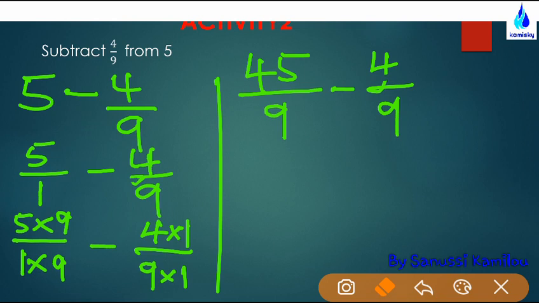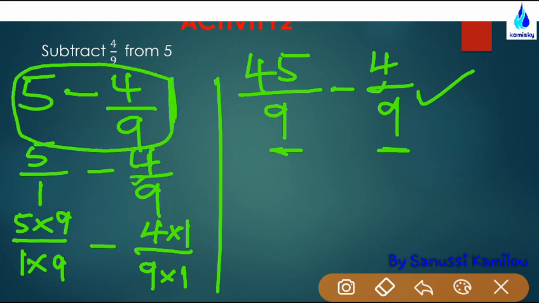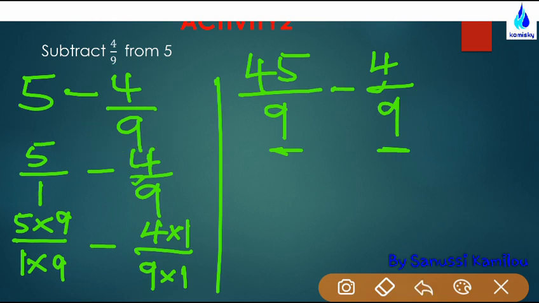Okay, so now we are now having the same denominators, is it not so? We have renamed our fraction. This is the renaming of a fraction, or finding the equivalent of this first fraction that we are already having here. So these are the equivalent fractions of these particular fractions. They are the same, okay? They are equal. So now that we have the same denominators, we can continue with our subtraction.